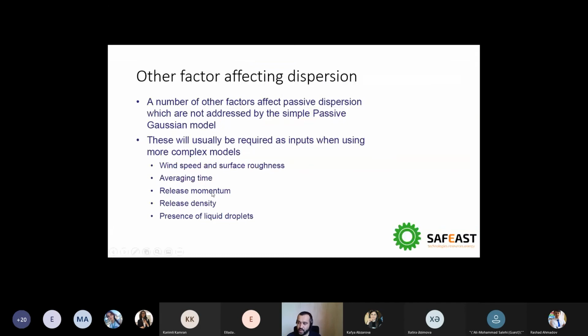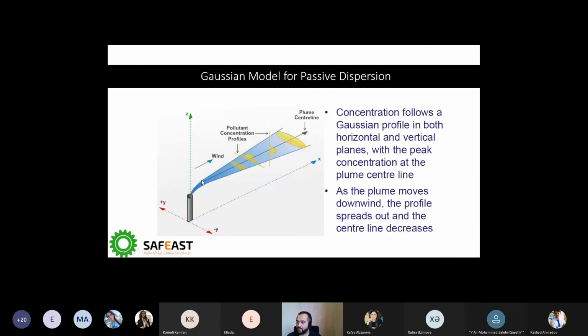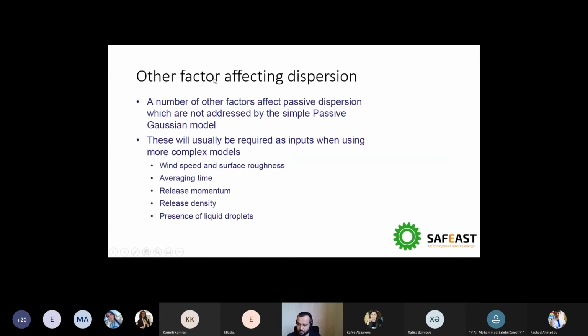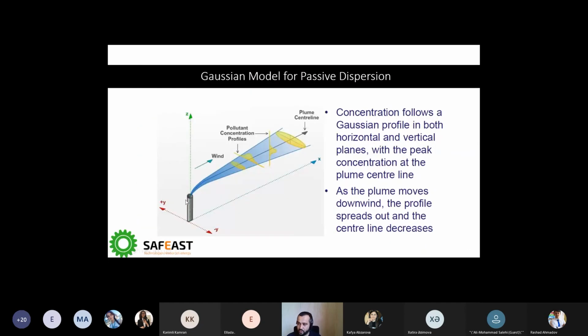Another factor is averaging time. Here we are taking an average over a certain time. For example, after 10 seconds it's here, after 20 seconds here. If you average over more time, you may get a different result because it's just a mathematical model. Then there are release momentum, release density, and, as we said, the presence of liquid. We are doing a calculation based on certain assumptions, but if there is a liquid droplet, it will change the density of the cloud and it may go down.